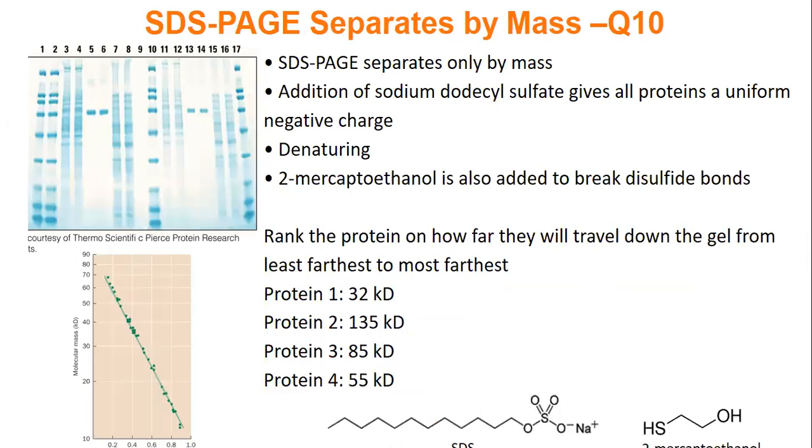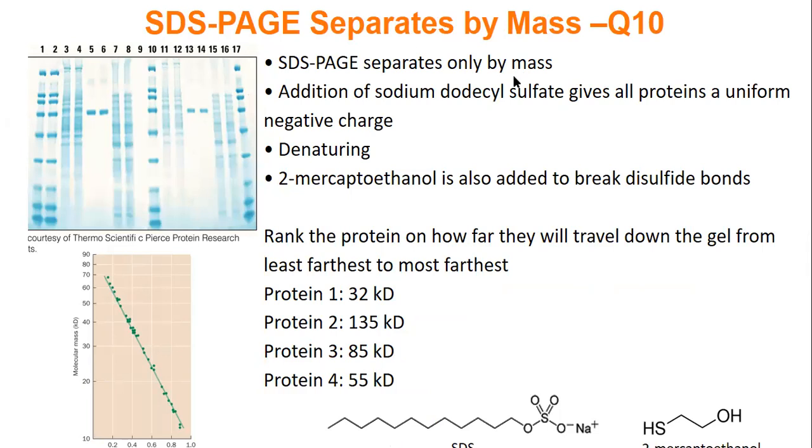And we have two more techniques that are going to be covered on test one. The first one is SDS-PAGE, sodium dodecyl sulfate polyacrylamide gel electrophoresis. Don't worry, I'm not going to test you on if you know what each letter means.